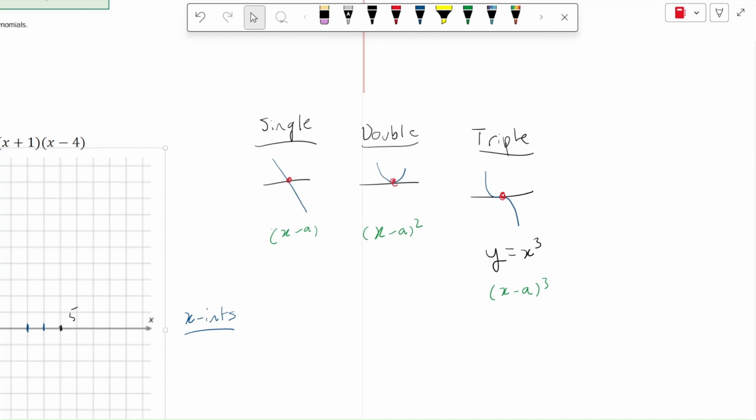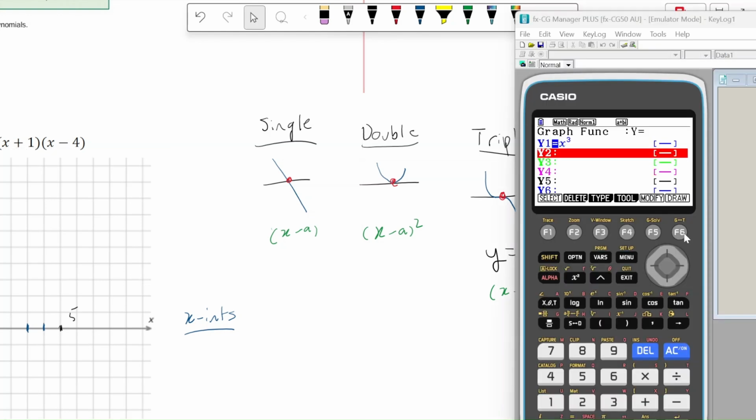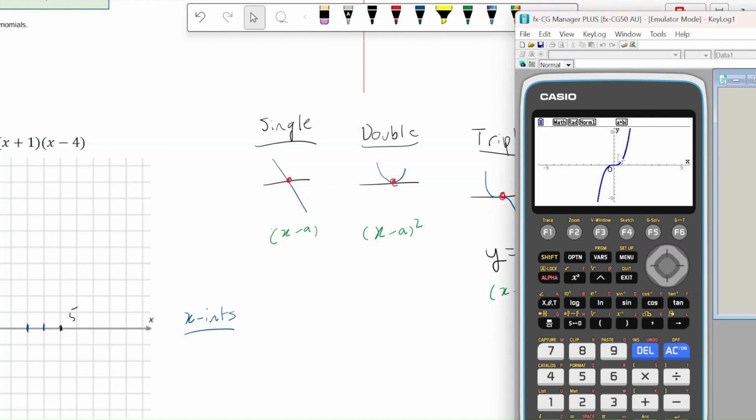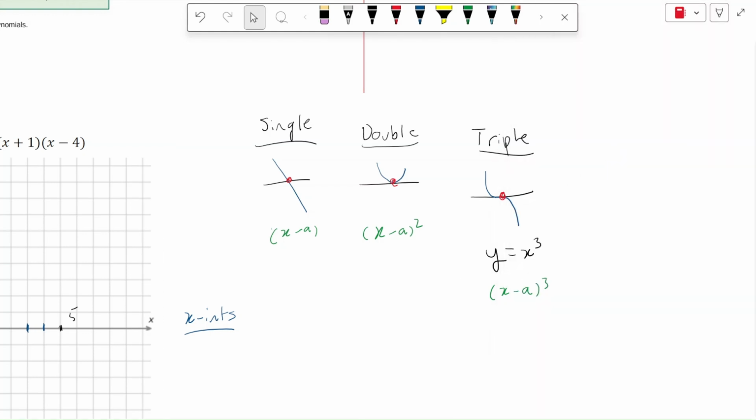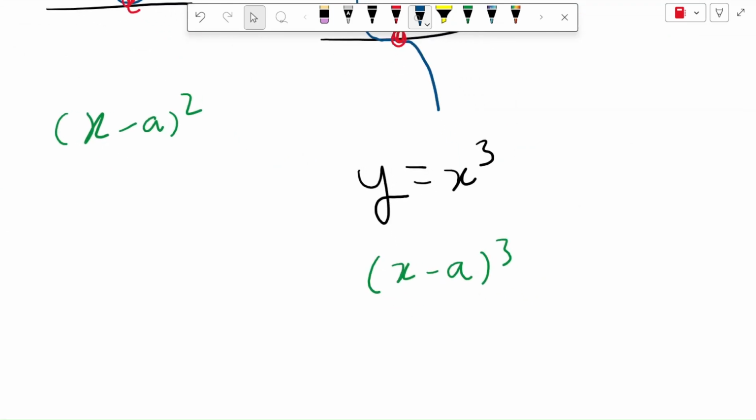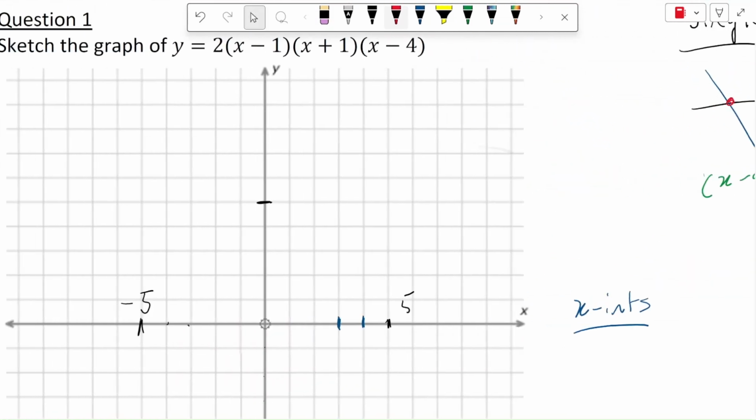If you ever want a really good example of a triple, what that looks like, y equals x cubed is a graph which looks like that. And if we did go to graph that on a calculator, you see it does go flat and then straight back up through. And if you want to be really precise about it, this graph happens to have a value of a equals 0, x taken to be 0 cubed. But let's do a couple of concrete examples.